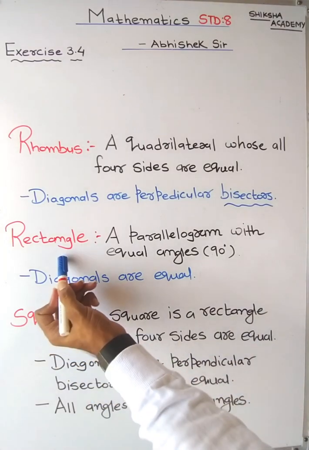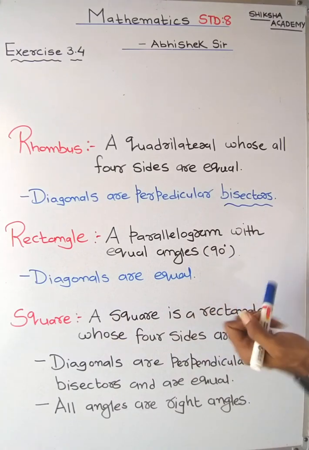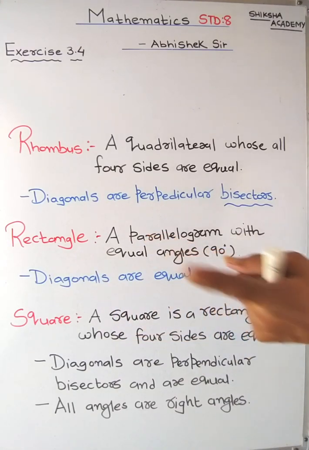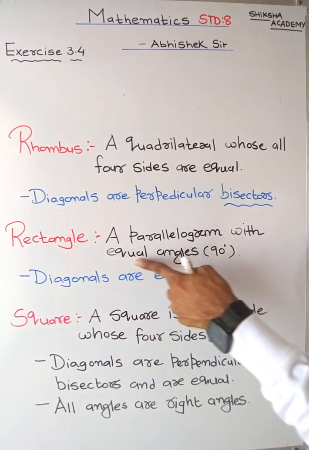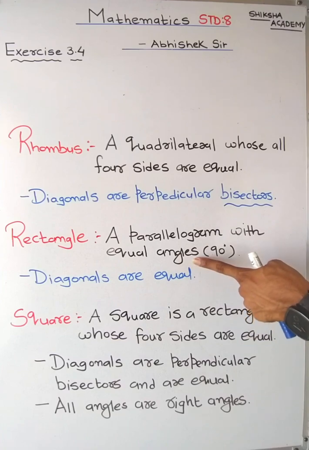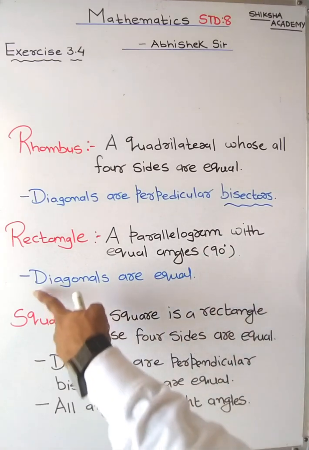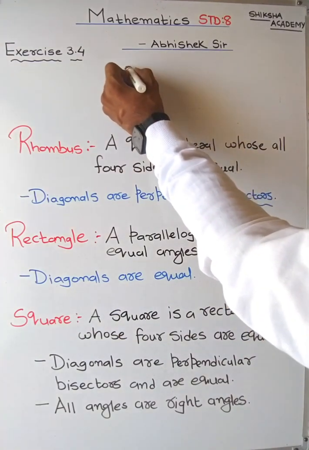Next we have the rectangle. A rectangle is a parallelogram with equal angles. A rectangle is a parallelogram, so it will satisfy all the properties of a parallelogram. Then again we have equal angles. I have written a hint that the angles are of 90 degrees. The diagonals are equal. So let us roughly draw a rectangle.